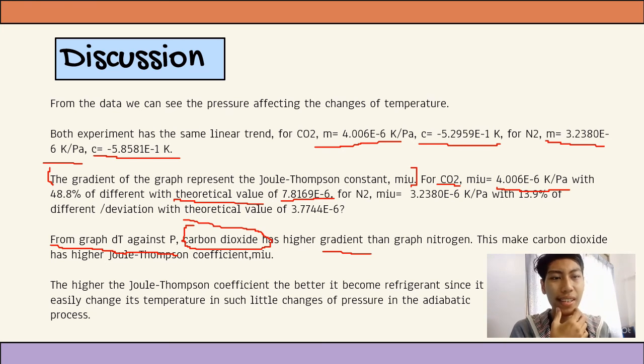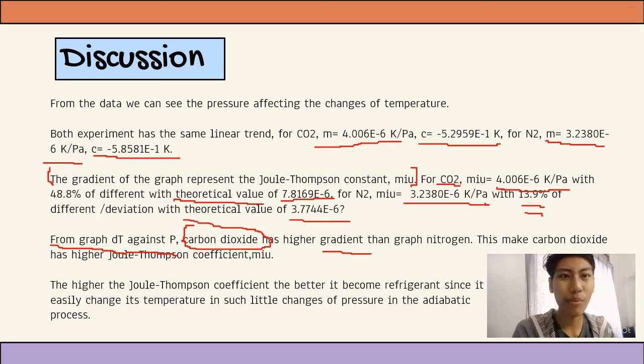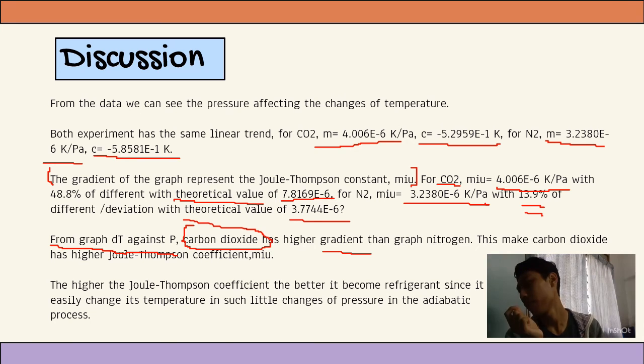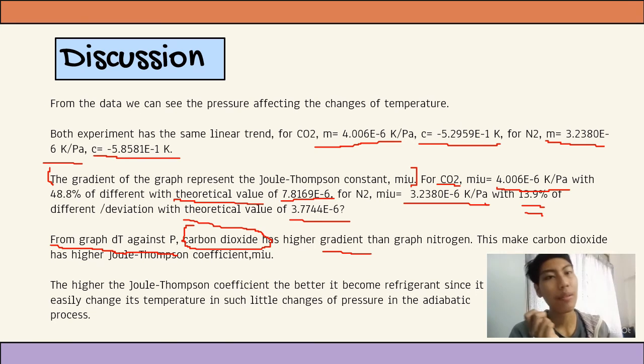Now we're going to look at the Joule-Thomson coefficient for nitrogen, which theoretically is 3.7744 exponent -6 Kelvin per Pascal, while in our data we got 3.2380 exponent -6 Kelvin per Pascal, which is very good because when we do the calculation we get a percentage error of 13.9%.